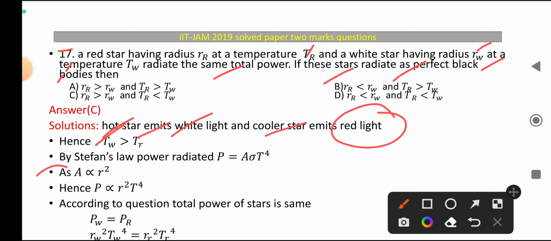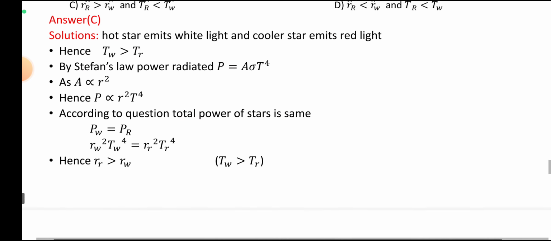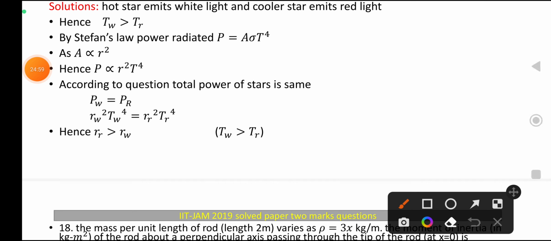But by Stefan's law, power radiated is P equals A sigma T to the power 4. A is area, which is pi r square. So area is directly proportional to r square. A is equal to pi r square actually. So by using these two things, we can write A is directly proportional to r square. Hence, power, substituting A: power is directly proportional to R square into T to the power 4.